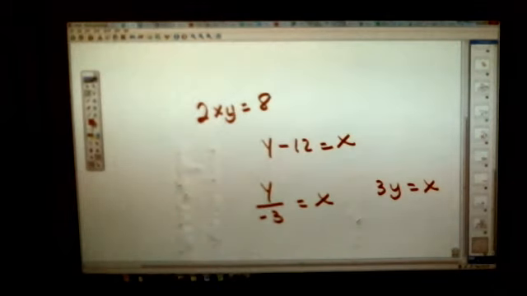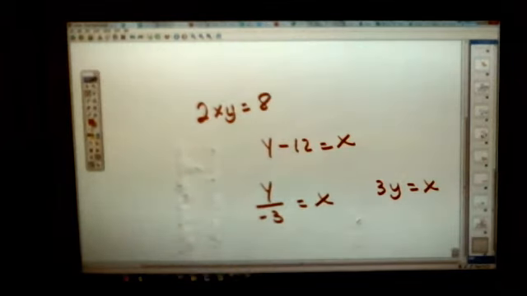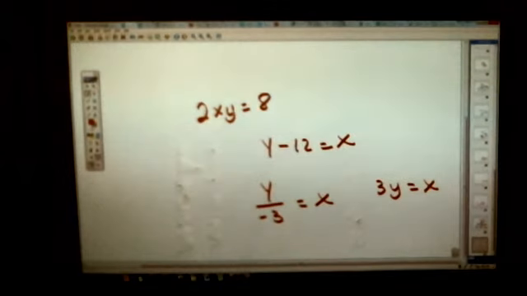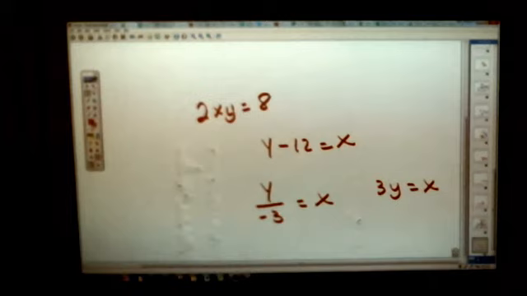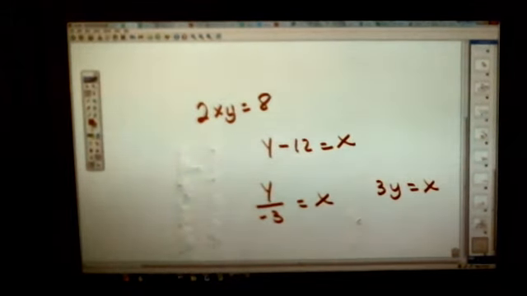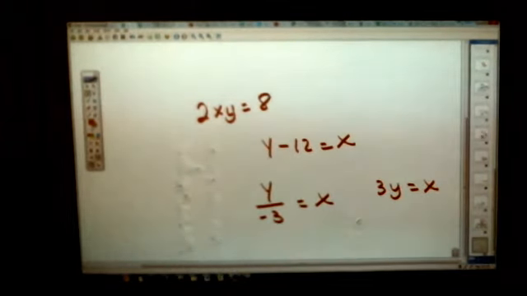Now, what I would like for you to do is with the members of your table group, discuss and tell me which of those 4 is an example of direct variation and which one is not. Which of those 4 is direct variation and which of those is not direct variation?